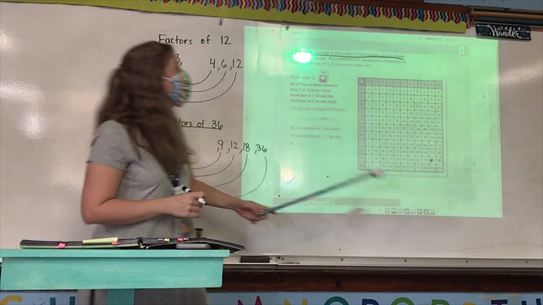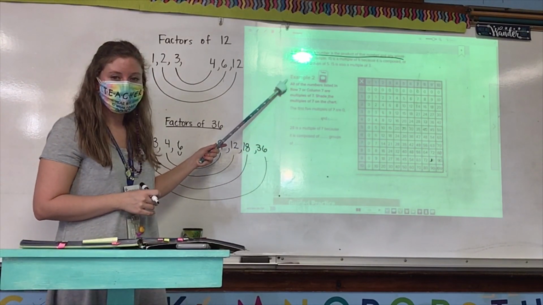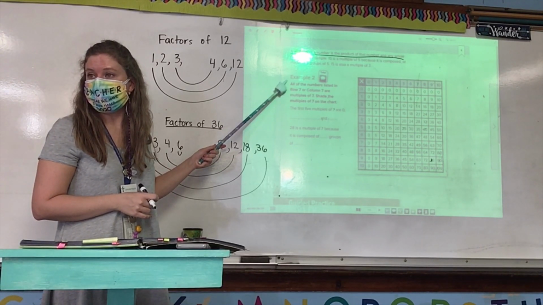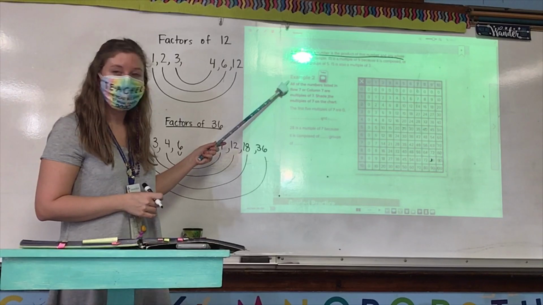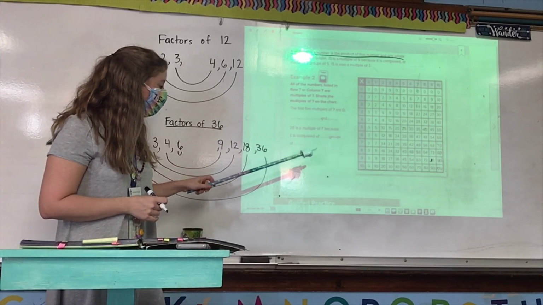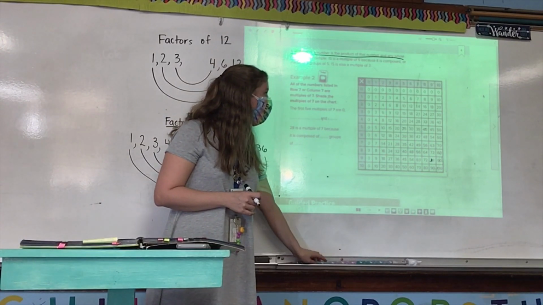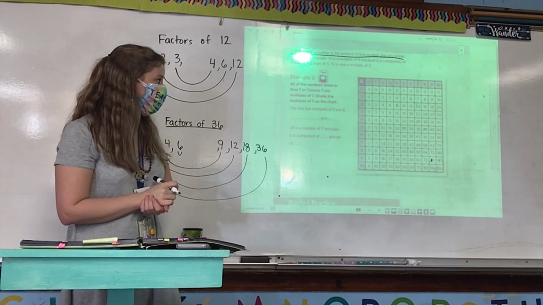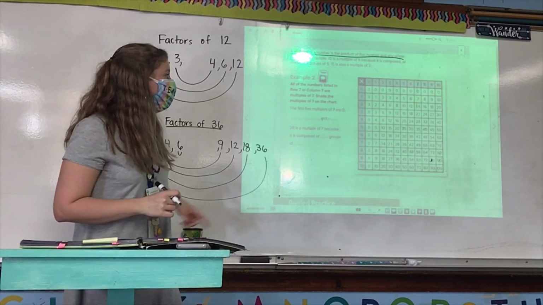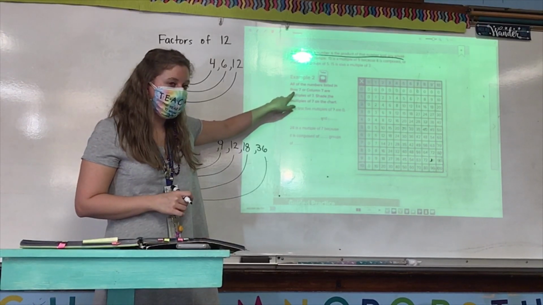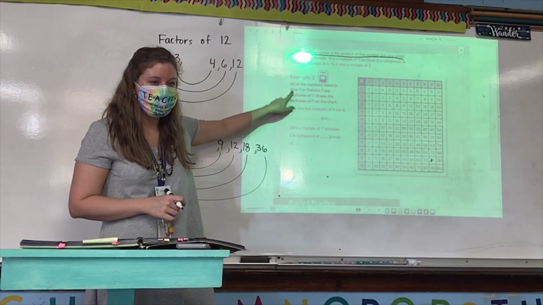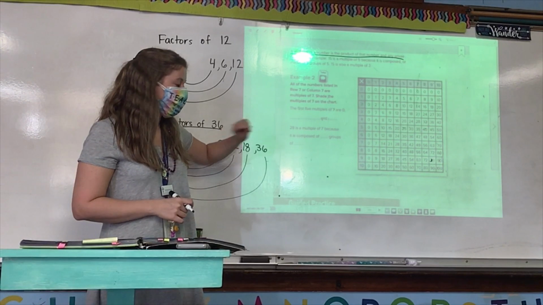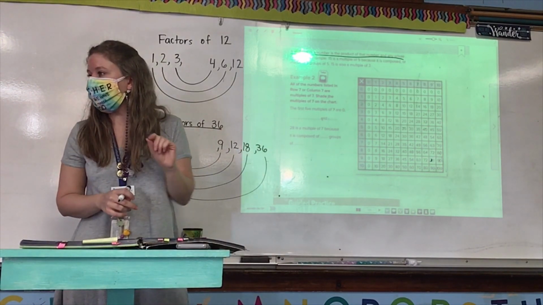So everybody, finger or pencil on example 2. Scoot your chair in. Read in your head while I read out loud. All of the numbers listed in row 7 or column 7 are multiples of 7. Shade the multiples of 7 on the chart. So that means we're finding row 7. Everybody put your finger on where row 7 starts. Remember, rows are side to side, columns are up and down. So find where row 7 starts.